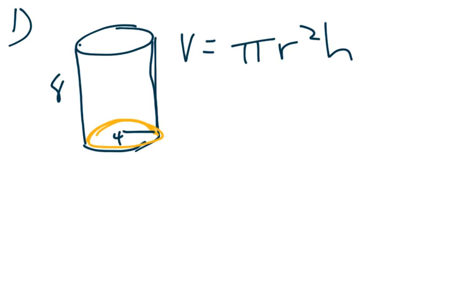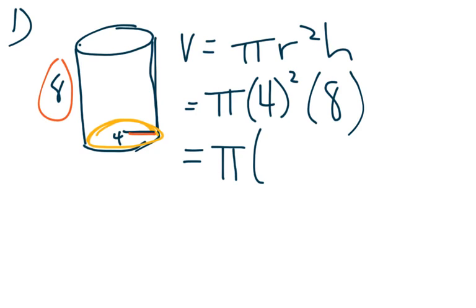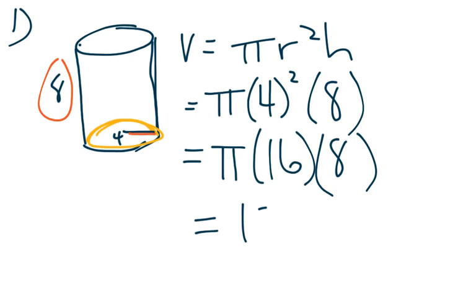So we're multiplying pi by the radius squared and the height. So over here we see that the radius is 4. So we can plug that into the equation for r. Okay, and the height is 8. So instead of h, we are going to write 8. So we have pi times 4 squared, which is 16, times 8. And 16 times 8 is 128. So this is our answer for number 1.